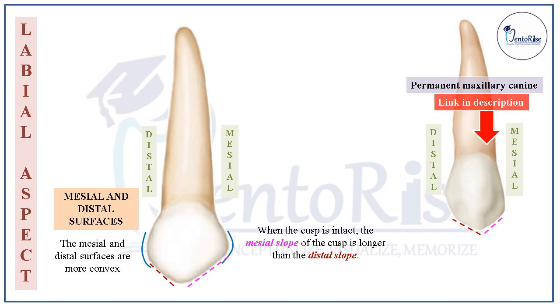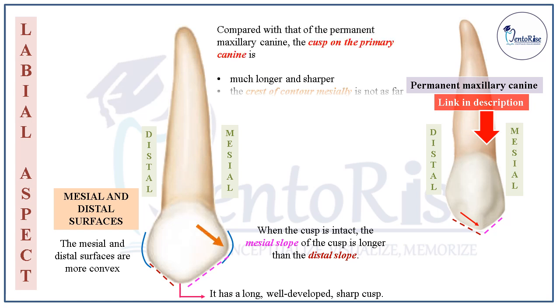When we compare the cusp of these two teeth, the cusp on a primary maxillary canine is much longer, sharper and well developed than that of the permanent maxillary canine. Also, in a primary maxillary canine, the crest of the contour mesially is not more towards the incisal portion as that of the permanent maxillary canine. Please observe the figure.